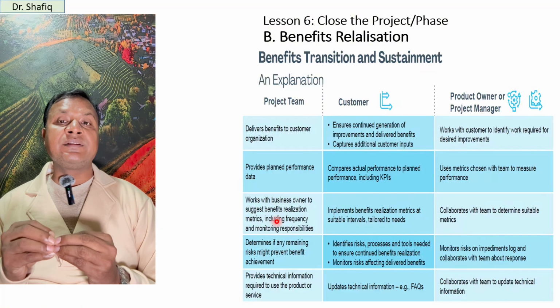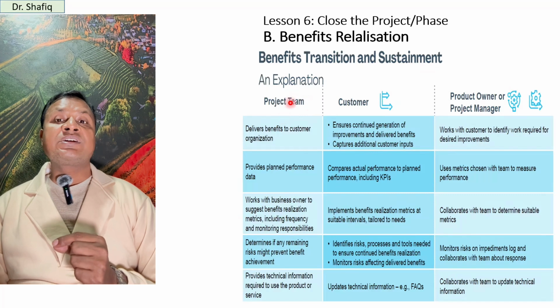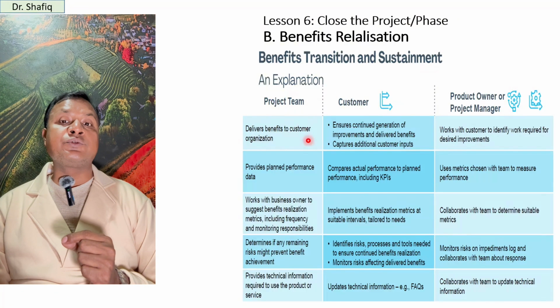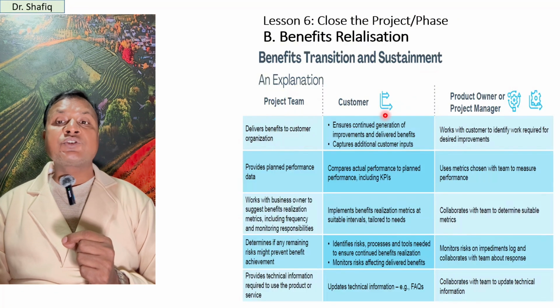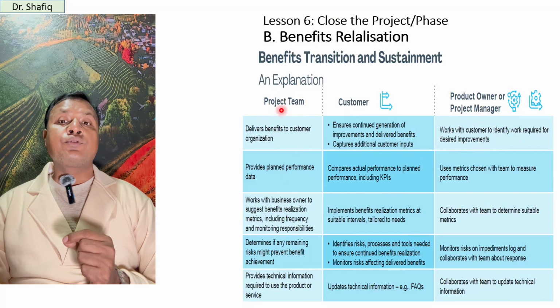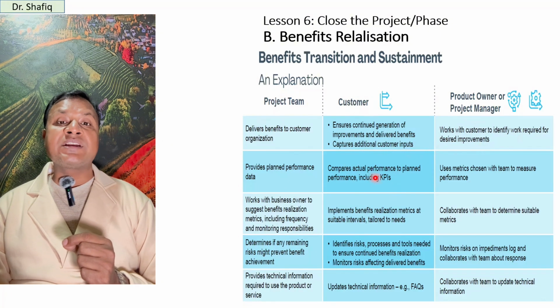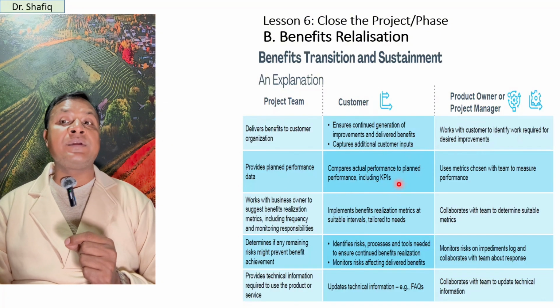Now we should explain the benefit transition or sustainment. You can see the slide here. The project team can deliver benefits to the customer organization. The customer should ensure continued generation of improvements and delivered benefits. They can capture additional customer inputs. The product owner or project manager works with the customer to identify work required for desired improvements. The project team provides planned performance data, and the customer compares actual performance to planned performance including KPIs.